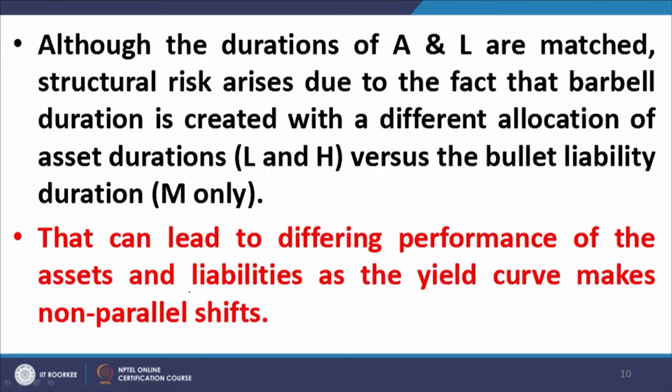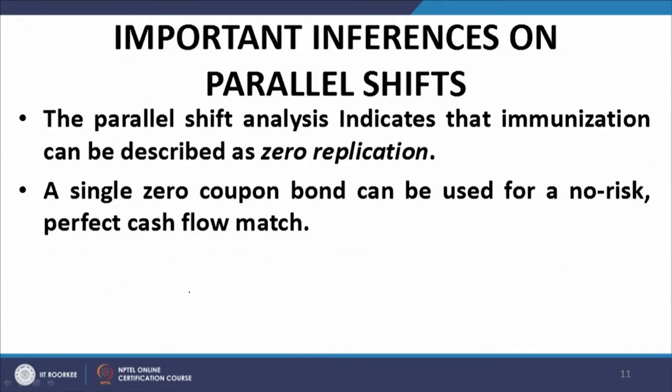The bullet has a maturity and a duration of M, the barbell has a maturity and a duration of L and H. So, there are two assets in the barbell, and as a result of this, if there is a non-parallel shift in the yield curve, if there is a twist or a change in curvature of the yield curve, then the impact on the prices may not be exactly the same. That is the problem. So, that can lead to differing performance of the assets and liabilities as the yield curve makes non-parallel shifts.